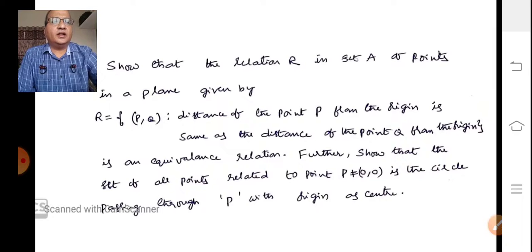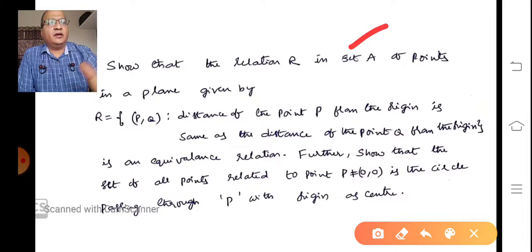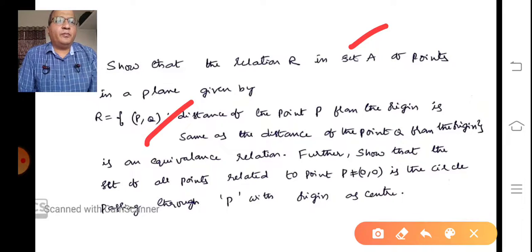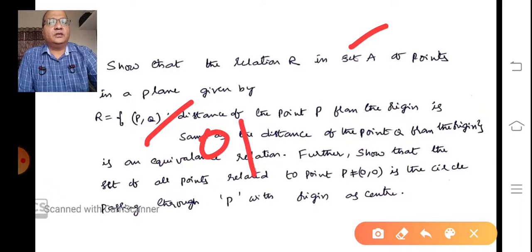Show that the relation R in the set A of points in a plane, given that... here, a set for the relation is required. Here he has given set A, which contains all the points in a plane. Now what is the relation given? The distance of the point P from the origin is the same as the distance of the point Q from the origin, meaning OP is equal to OQ.